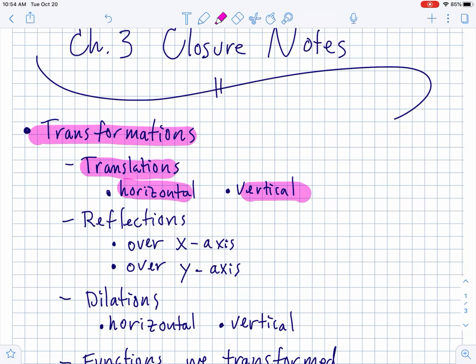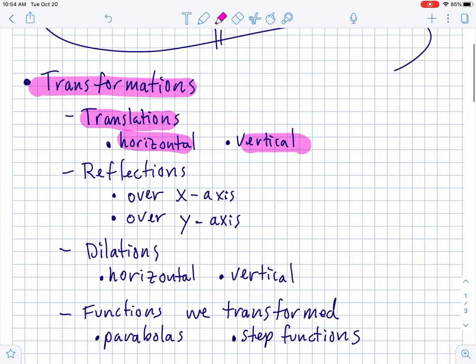Know how to translate functions. That means moving it left, right, up, and down. Horizontal movements, vertical movements. Remember, the horizontal is inside the function, and it's always backwards. Like an x minus 3 inside actually pushes it to the right 3.